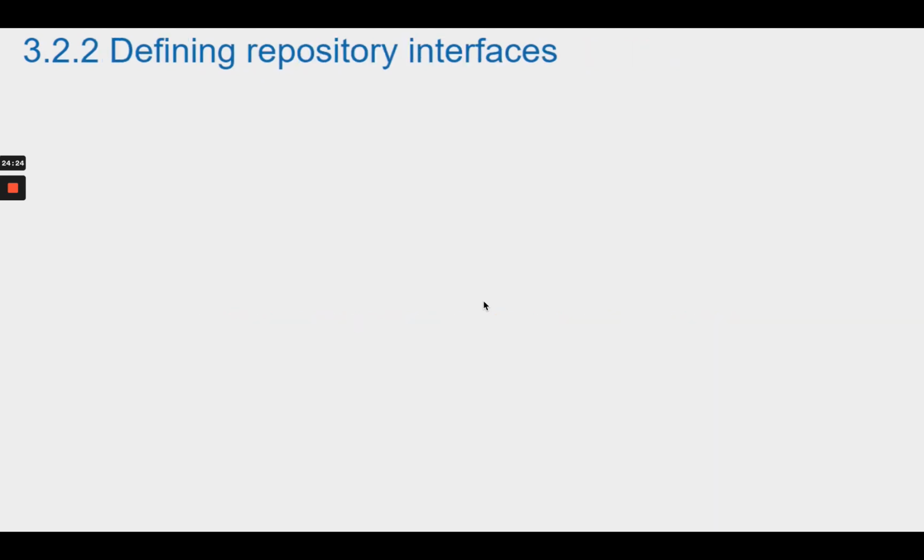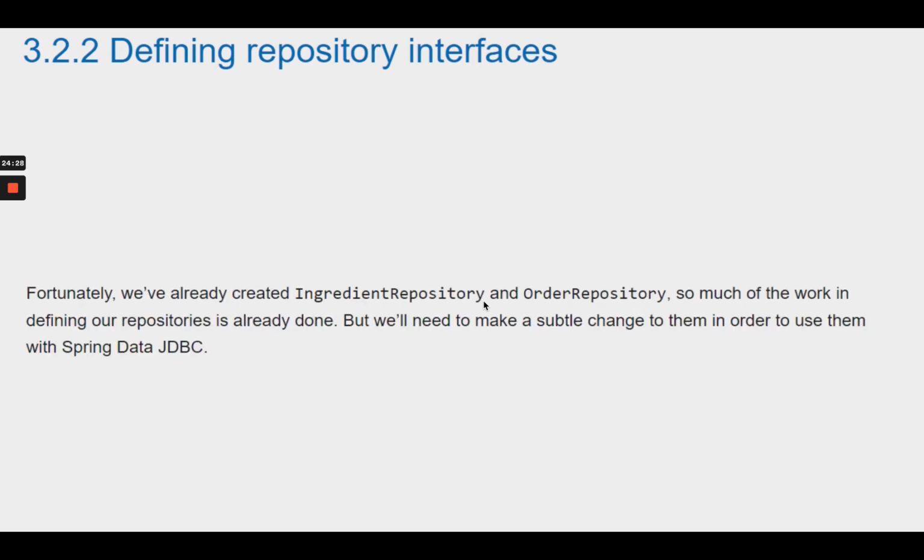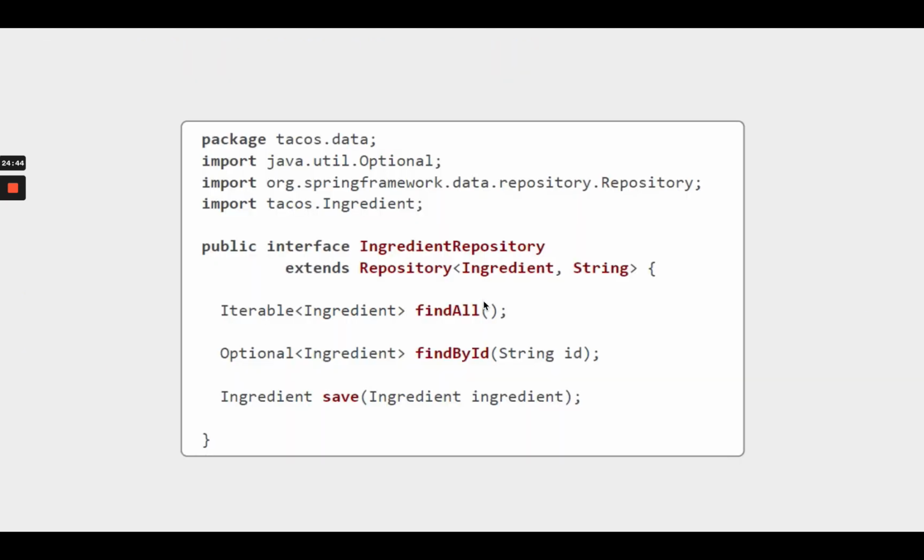Section 3.2.2. Defining repository interfaces. Fortunately, we've already created IngredientRepository and OrderRepository, so much of the work in defining our repositories is already done. But we'll need to make a subtle change to them in order to use them with Spring Data JDBC. Spring Data will automatically generate implementations for our repository interfaces at runtime, but it will do that only for interfaces that extend one of the repository interfaces provided by Spring Data.